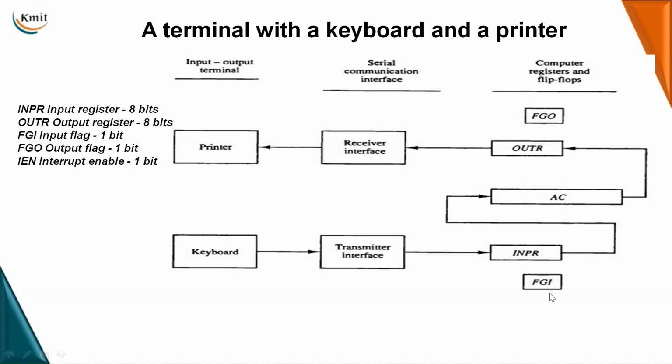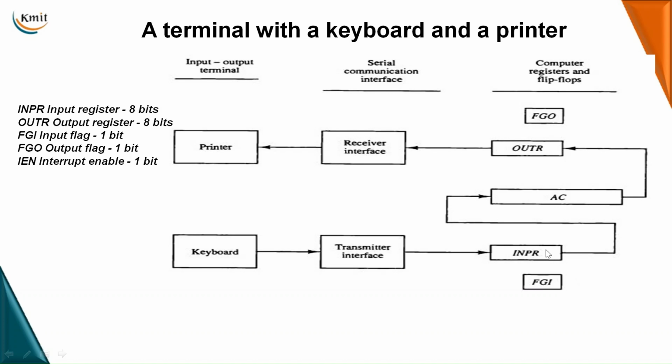And if you see here, there are two flag bits, FGI and FGO, used for the input register and output register respectively. The FGI flag will be set to 1 if there is content available in the input register that has to be loaded into the accumulator register. Similarly, if there is no content available in the output register, this FGO flag will be 1. So if the user presses a key on the keyboard, the 8-bit information is transferred into the input register, then the FGI flag will be set to 1.